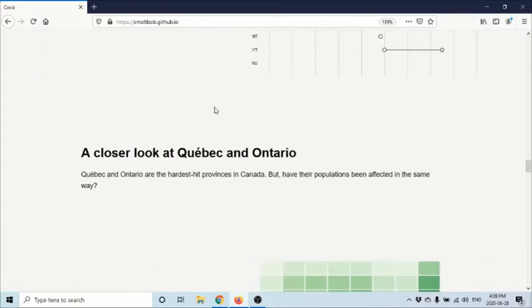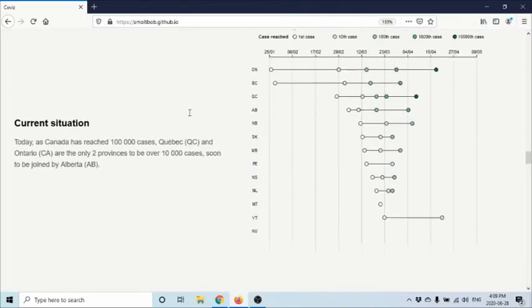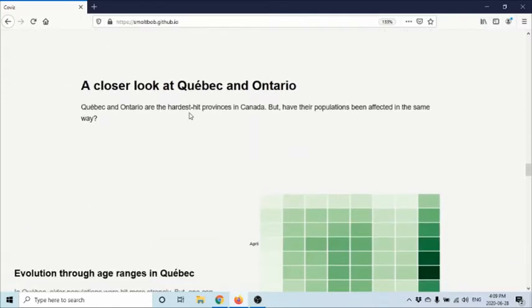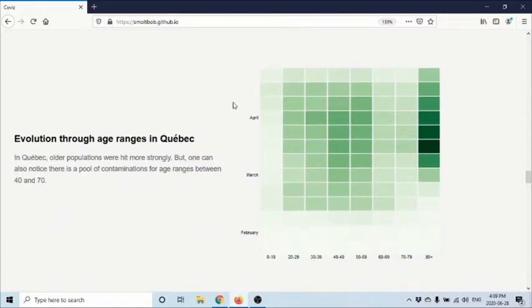Now the next level, a closer look at Quebec and Ontario. Quebec and Ontario are the hardest hit provinces in Canada, as we already observed here too. But the question is, have their populations been affected in the same way? We analyzed this in a heat map, evolution through age ranges in Quebec. In Quebec, as you see, the age range 80 plus were hit more strongly. And you see the dates here too.